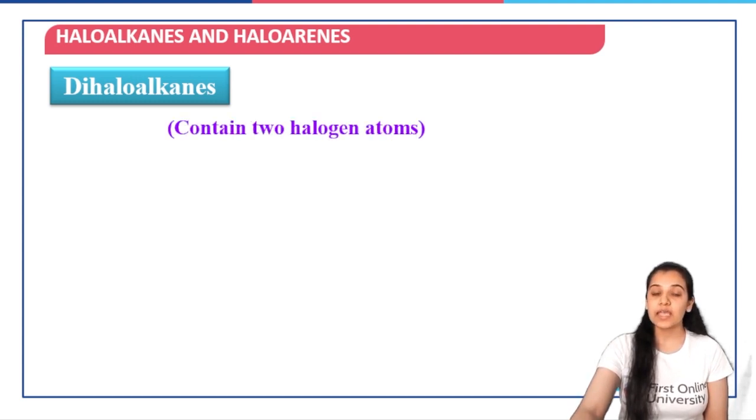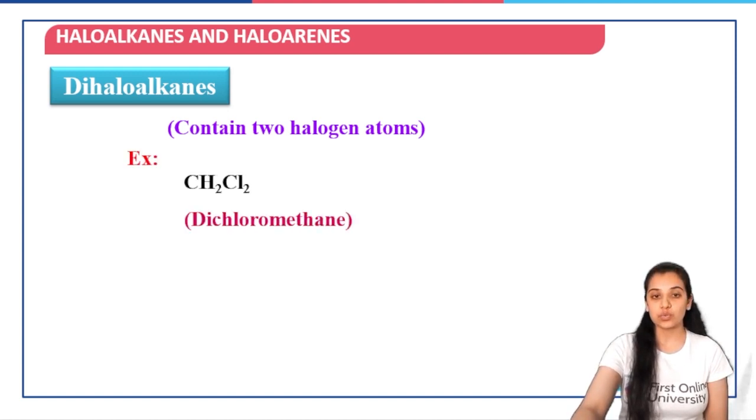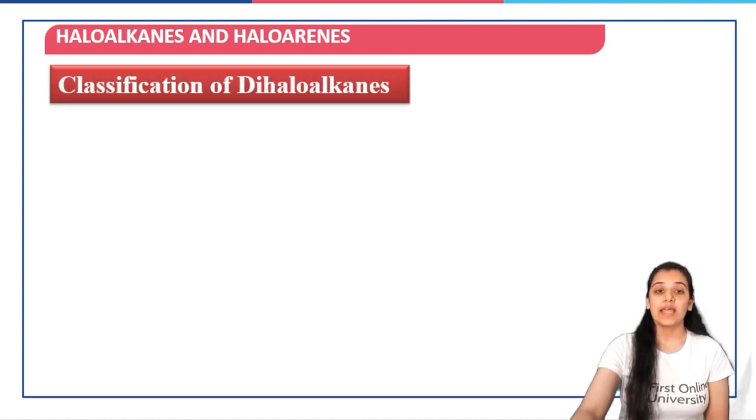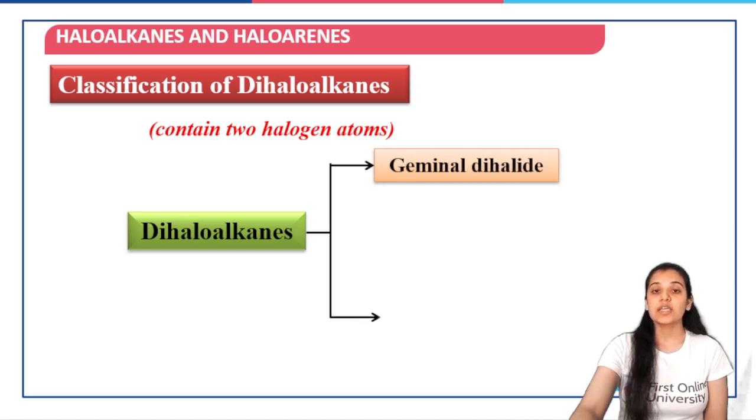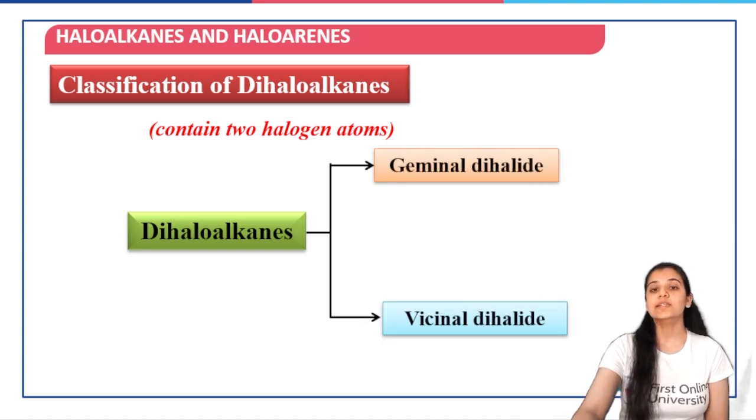As is clear from the name, di means 2. So when we have 2 halogen atoms, for example, if we talk about CH2Cl2, which is dichloromethane, then we can also have the classification of dihaloalkanes into further classification into geminal and vicinal dihalides.